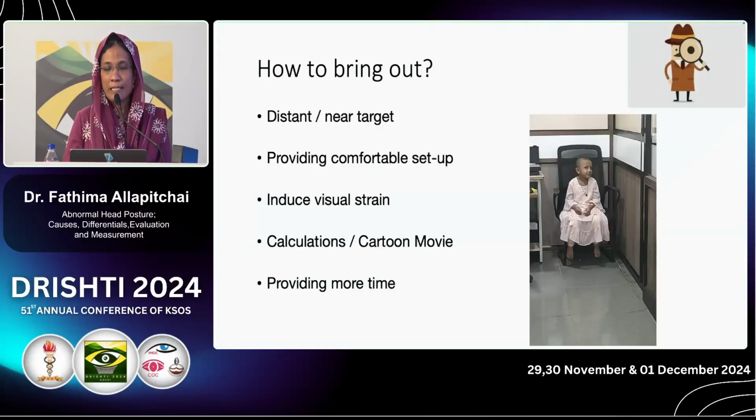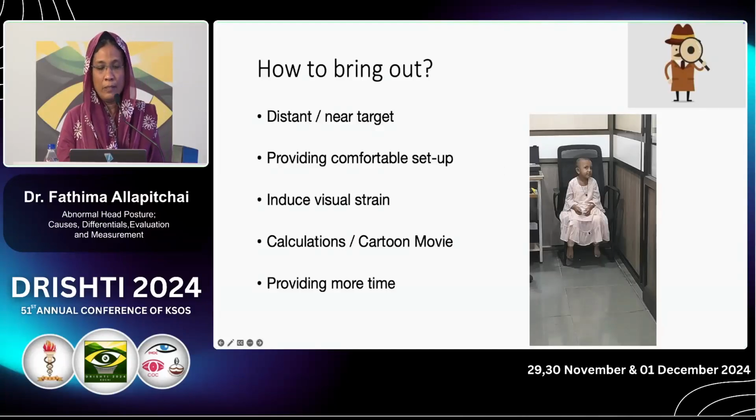So coming to evaluation and measurement, for evaluation, you have to definitely spend some time in clinic with a close setup. You cannot rule out some abnormal head posture. Sometimes the parent will be constantly mentioning it, but you may not pick it up. So we have to spend dedicated time and provide a distant as well as a near target. Particularly with the distant target, the patient will be in a comfortable situation, so the patient will come out with the head posture, and we have to induce visual strain.